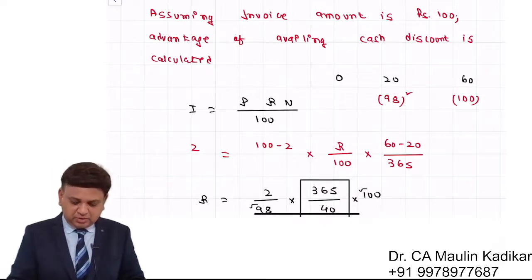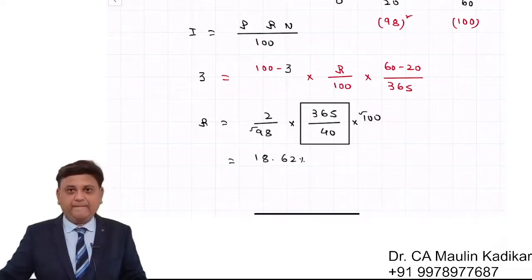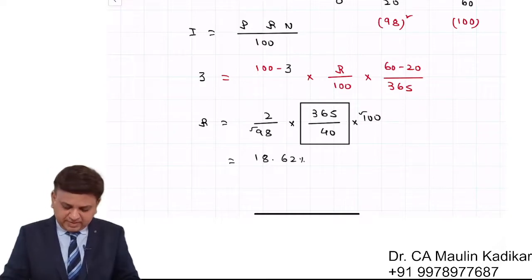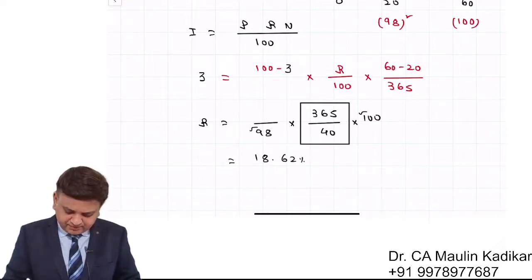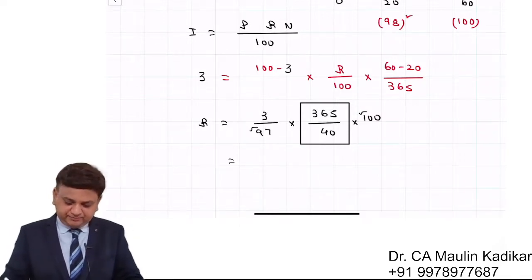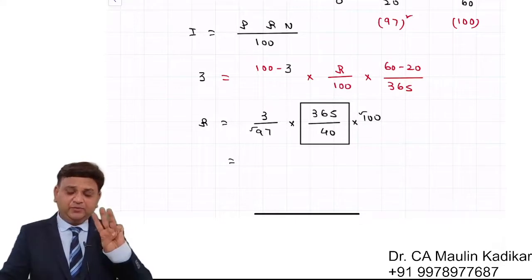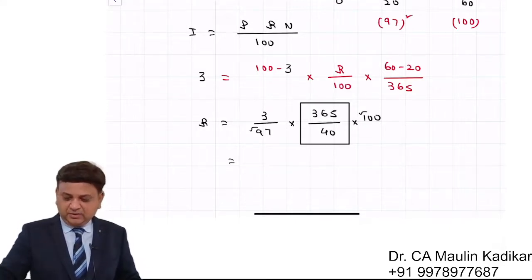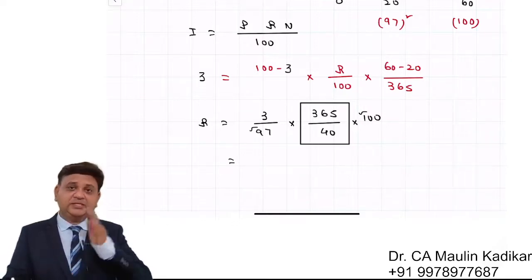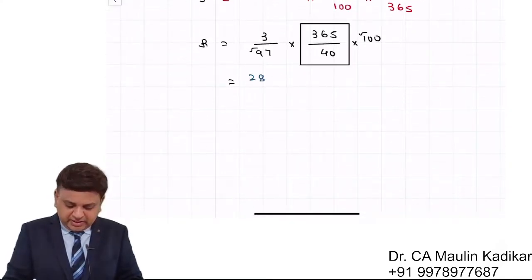I'm sorry friends, I took wrong values. The discount amount is 3. So you get advantage of rupees 3, and for getting advantage of rupees 3, you're required to make early payment of rupees 97. So you get advantage of rupees 3 on making payment of 97 into 365 divided by 40, converted into annualized term, into 100. So the advantage of availing the cash discount is 28.22 percentage.